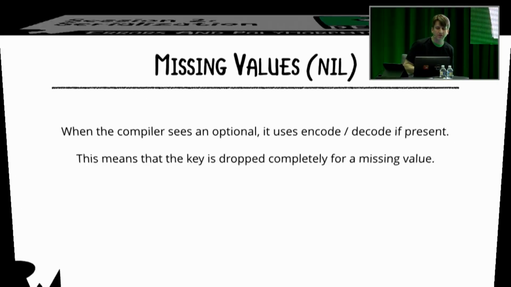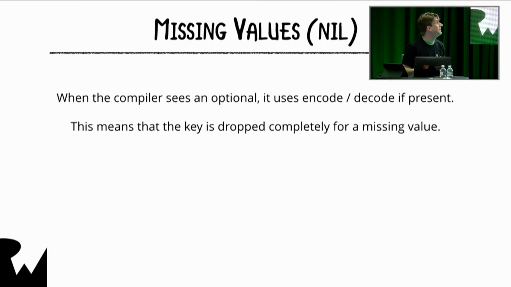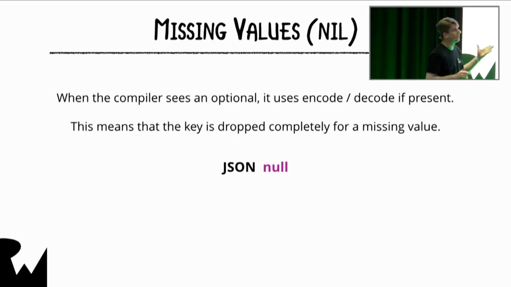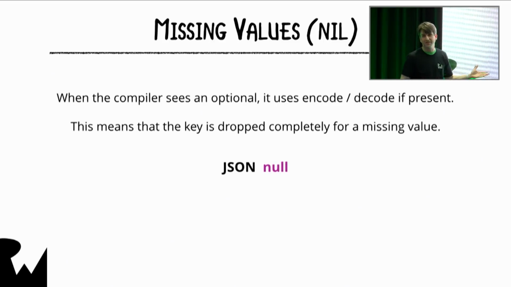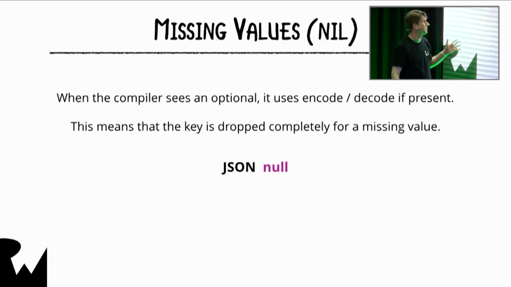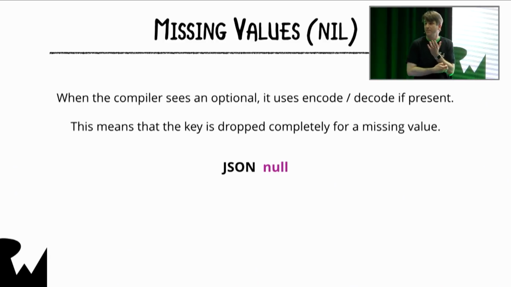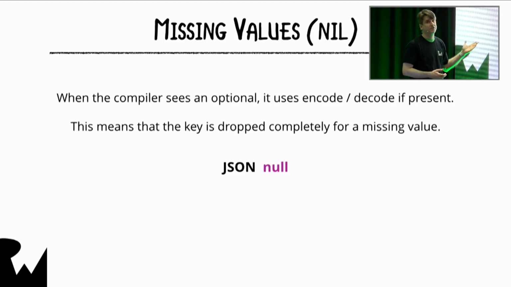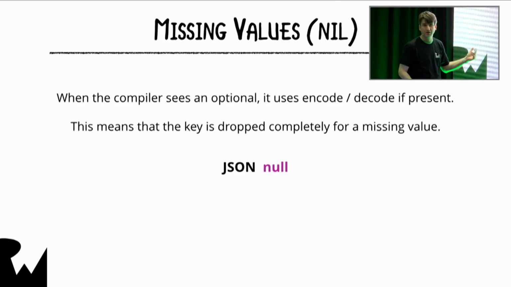So we're going to talk a little bit about nil, errors and polymorphism here. Expressing nil values is a big feature of Swift, right? The whole optional being a primary type is a great way to express missing values. And JSON actually supports that really well with null. It has an actual type that supports null.